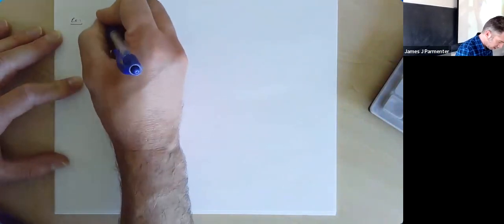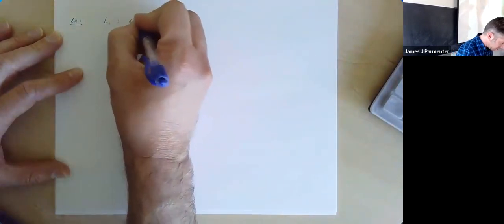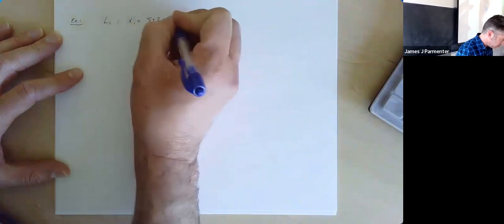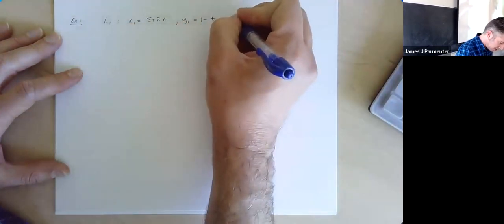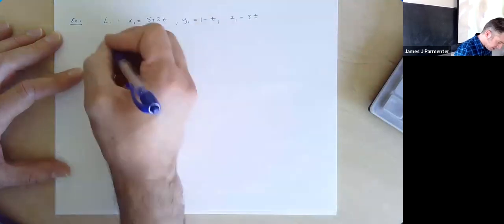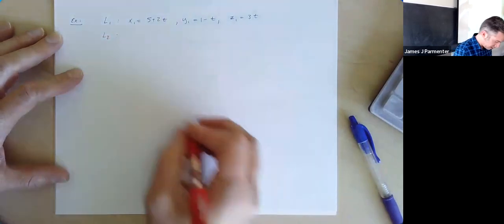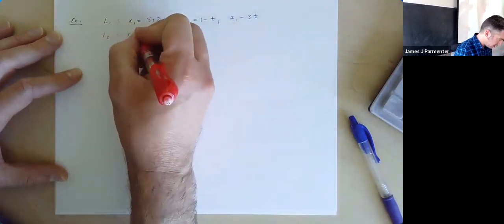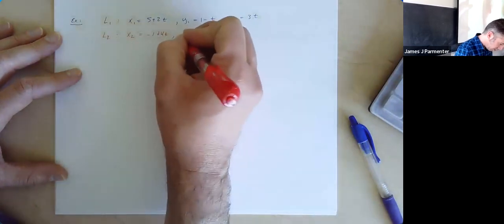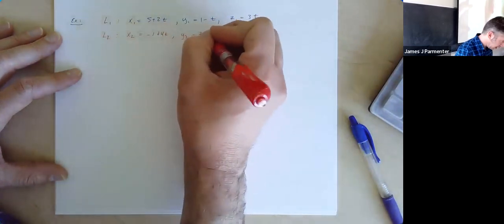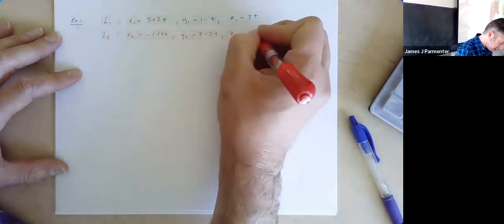Let's say our equation was the following. L1 is given by x1 equal to 5 plus 2t, y1 equal to 1 minus t, z1 equal to 3t. I do recommend writing them in different colors. I feel like it helps me keep track of things. Line 2 is given by x2 equal to -1 plus 4t, y2 is given by 7 minus 2t, z2 is given by 1 plus 6t.